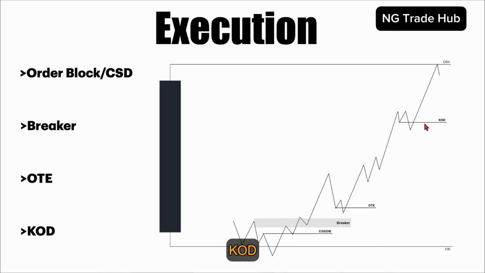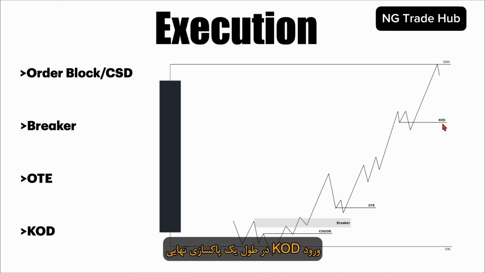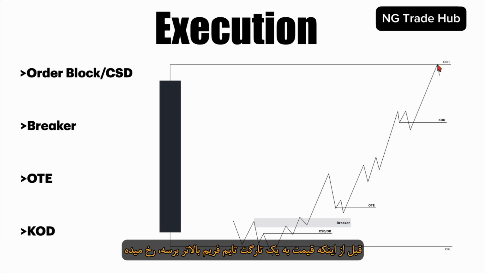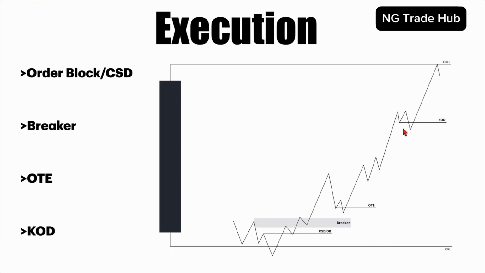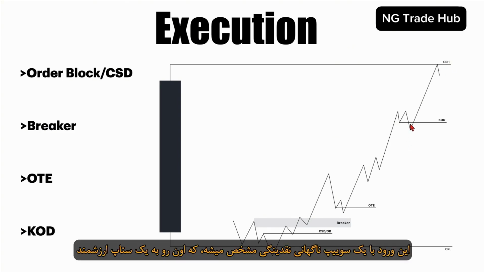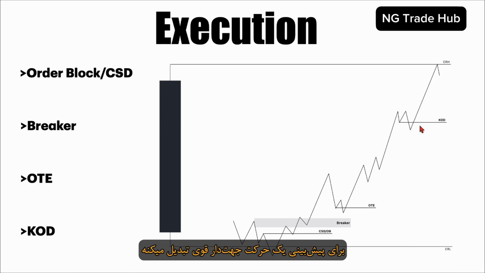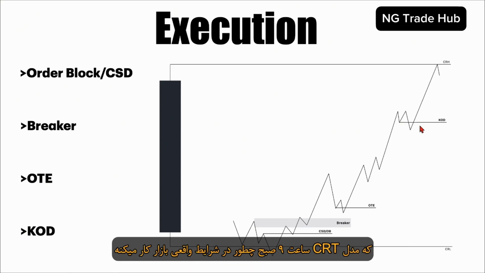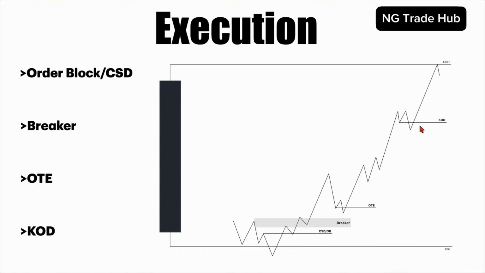Kiss of death, KOD. The KOD entry occurs during a final purge before price hits a higher time frame target. This entry is characterized by a sudden sweep of liquidity, making it a valuable setup in anticipating a strong directional move. Now, let's move over to the live charts and examine how the 9 a.m. CRT model works in real market conditions.